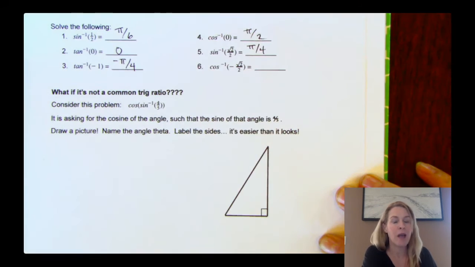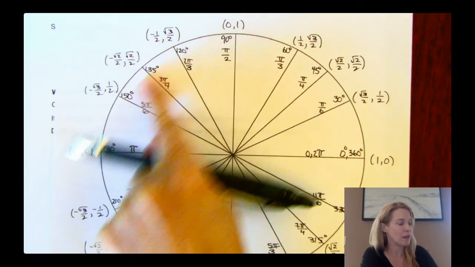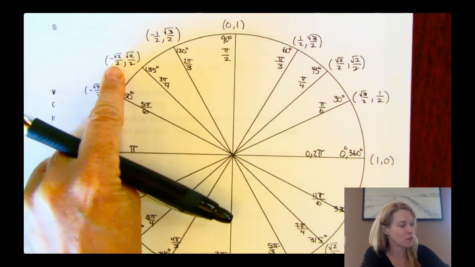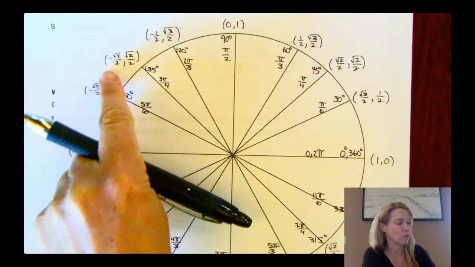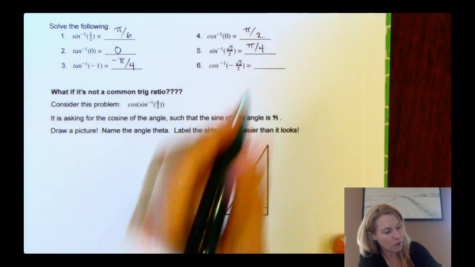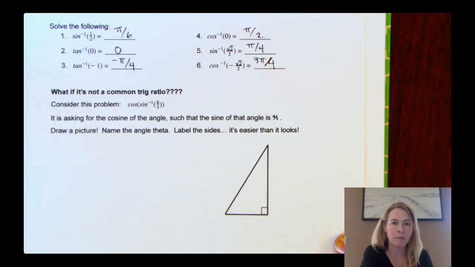And then finally, I want cosine inverse of negative root 2 over 2. And I remember cosine is the upper half of the circle. And I'm looking only over here at the negative cosine values. And of course, that's going to be 3 pi over 4. That gives me a cosine of negative root 2 over 2. So good job if you got those all right.